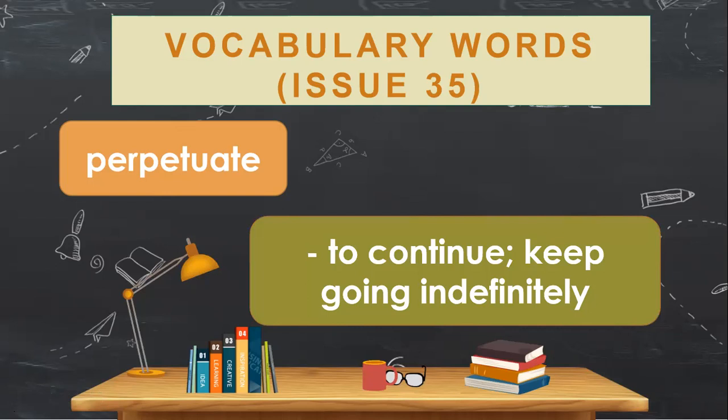Okay. So an example sentence is: I will perpetuate my friendship with my best friend, meaning I will continue the friendship with my best friend. Okay? You understand? Perpetuate is to continue. Okay? Understand? I know. Yes.